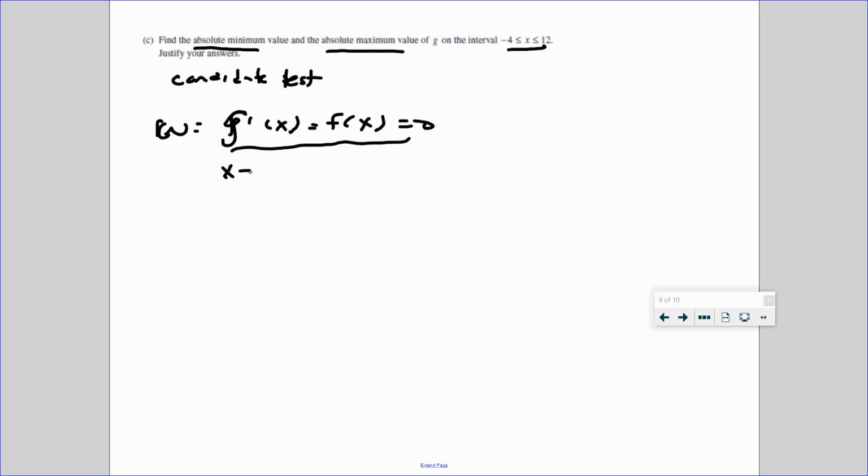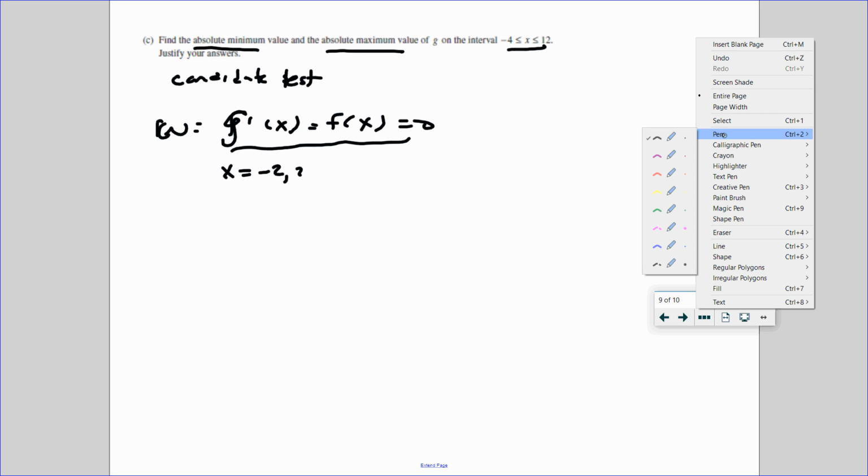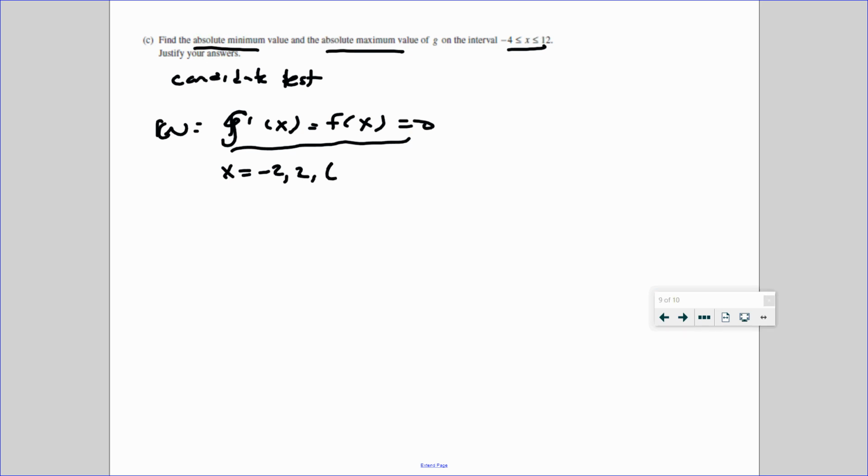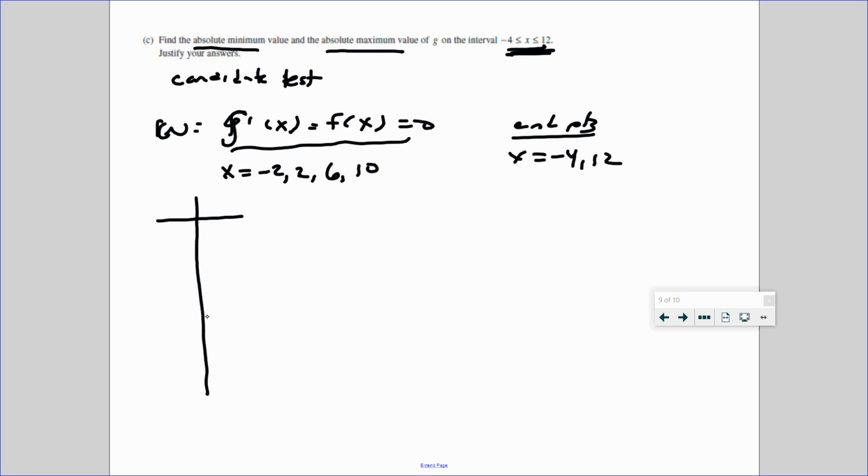x equals -2, 2, 6, and 10. Now, we also need our endpoints, and we got those from up top here: -4 and 12. Setting up your chart, you can just test x, g of x at -4, 12, -2, 2, 6, and 10. Now we know from part A, 10 is neither maximum nor minimum, so we don't even need that one.